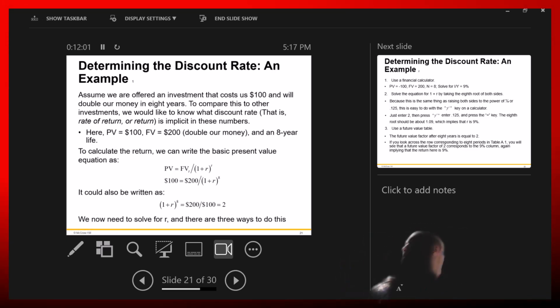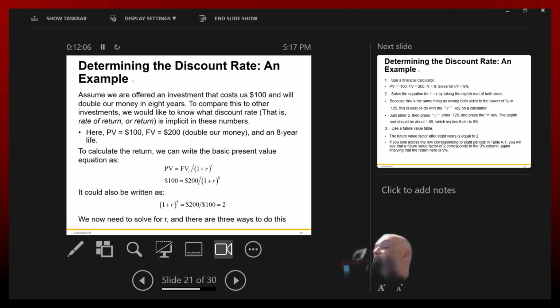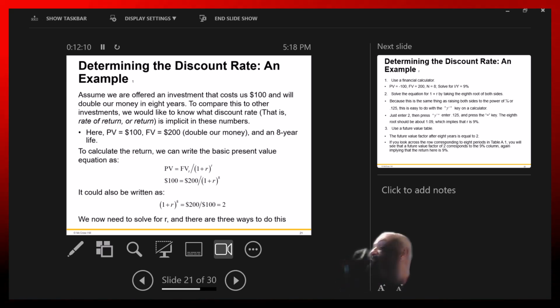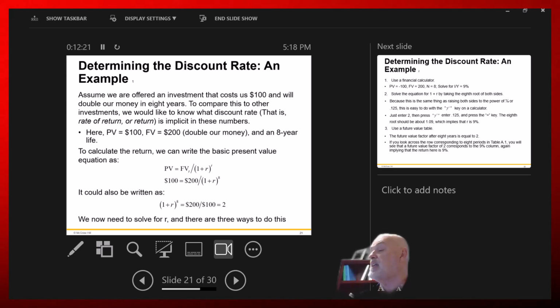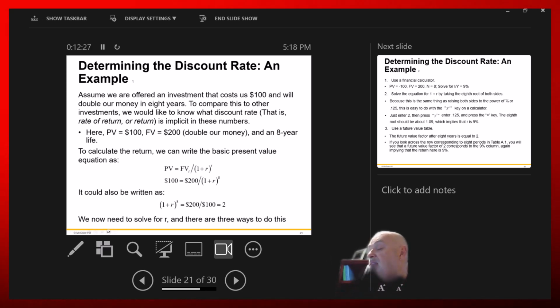Assume we are offered an investment that costs us $100 and will double our money in 8 years. To compare this to other investments, we'd like to know what discount rate, the rate of return, is implicit in these numbers. So present value is 100, future value is 200, and an 8-year life. To calculate the return, we write the basic present value equation: 100 equals $200 divided by (1 plus R) to the 8th power. It could also be written this way.